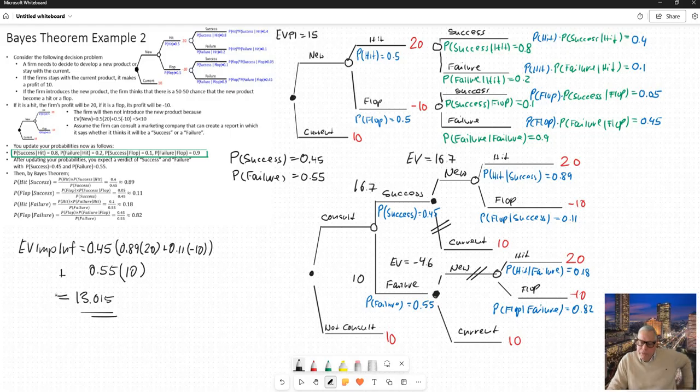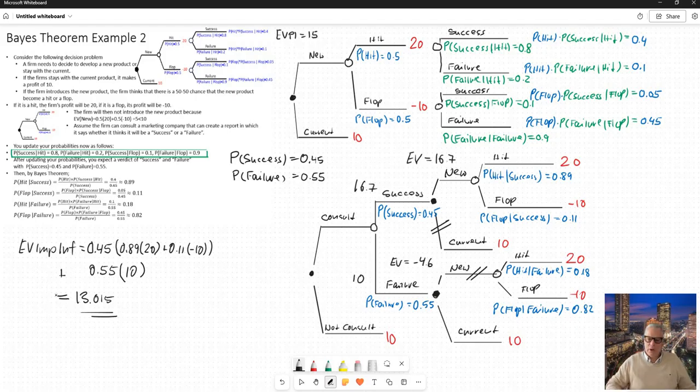Okay, what is important is to eliminate the new product if you get a failure, so that you go with the current. So now we have imperfect information. When we had perfect information, the expected value of perfect information was 15, now it is only 13.015, which is much less. So it's lower quality information, and our willingness to pay is less. Our willingness to pay is always the expected value of the information minus what we have for sure, and what we have for sure is always the 10 if you go for the current.